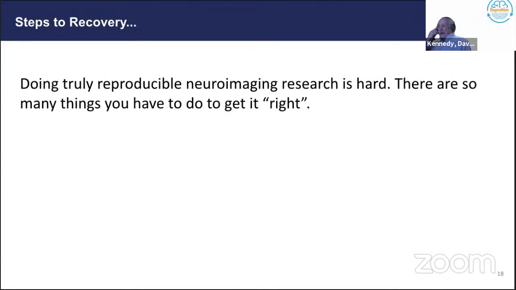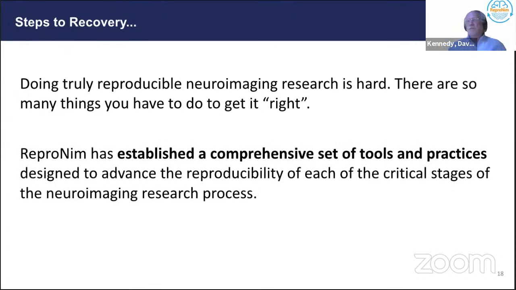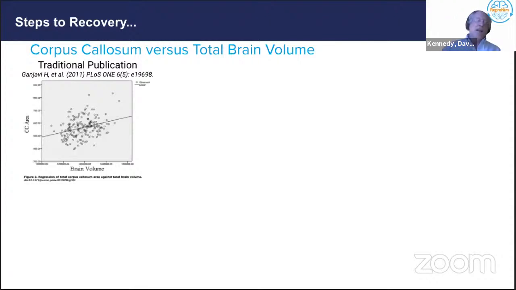So in our 5-step program to recovery, first we have to admit that doing truly reproducible neuroimaging is hard. There are so many things you have to do in order to get it right. So ReproNim has been working to try to establish a comprehensive set of tools and practices that are designed to advance reproducibility in each of the critical stages of the neuroimaging research process.